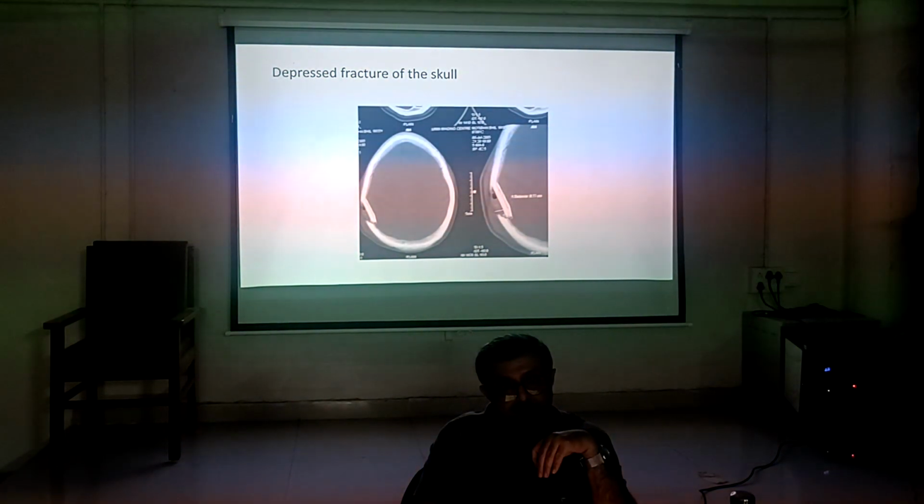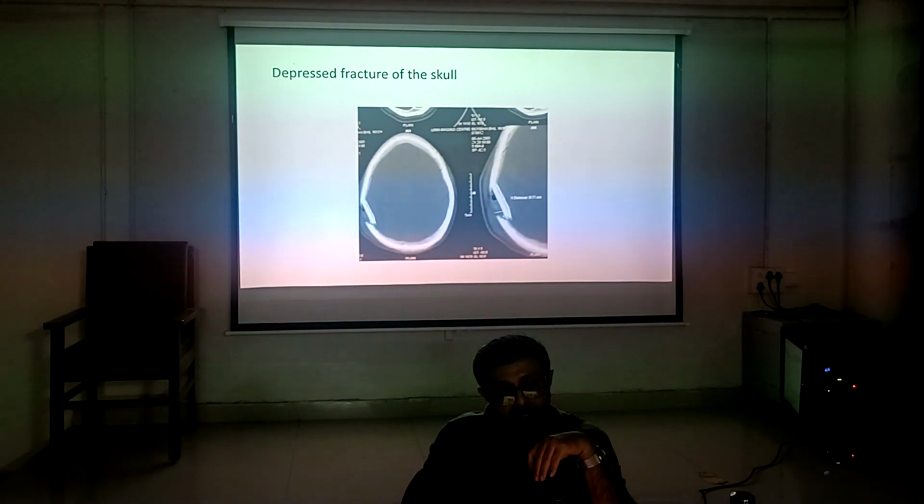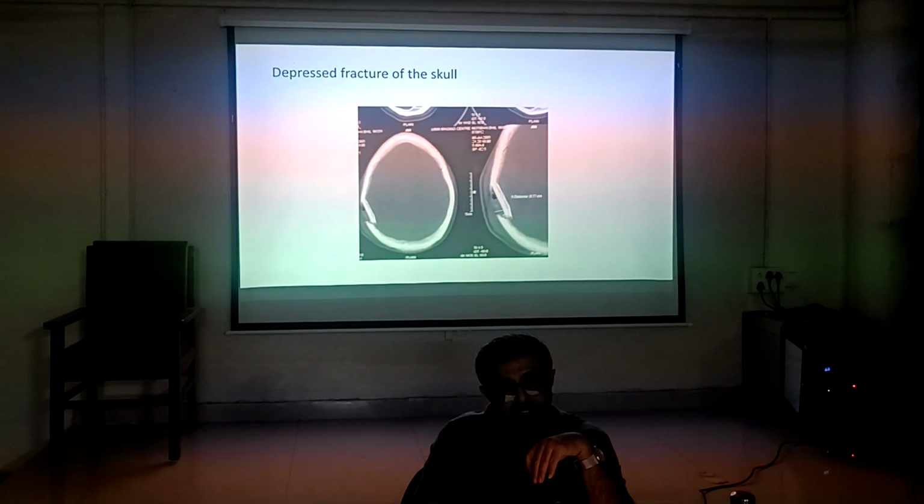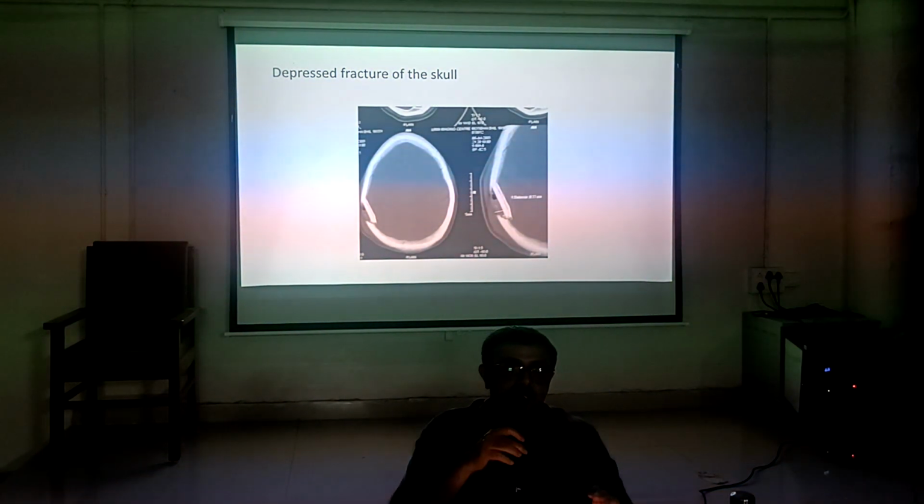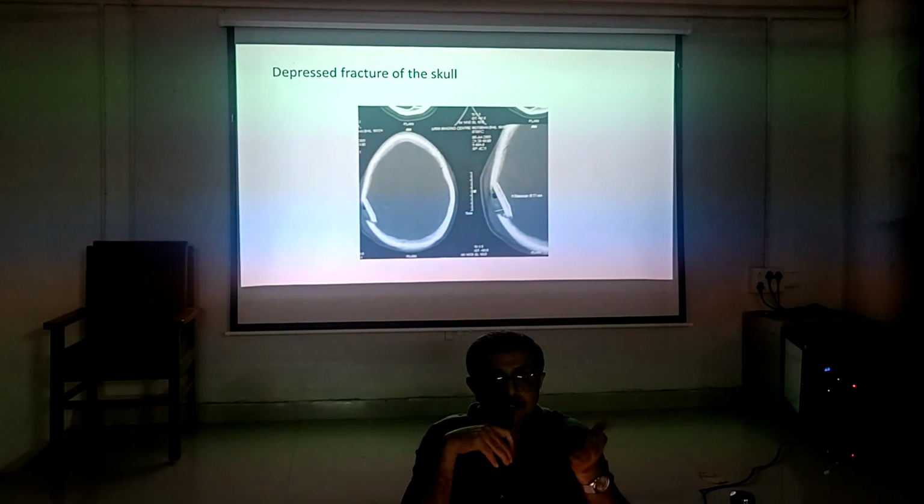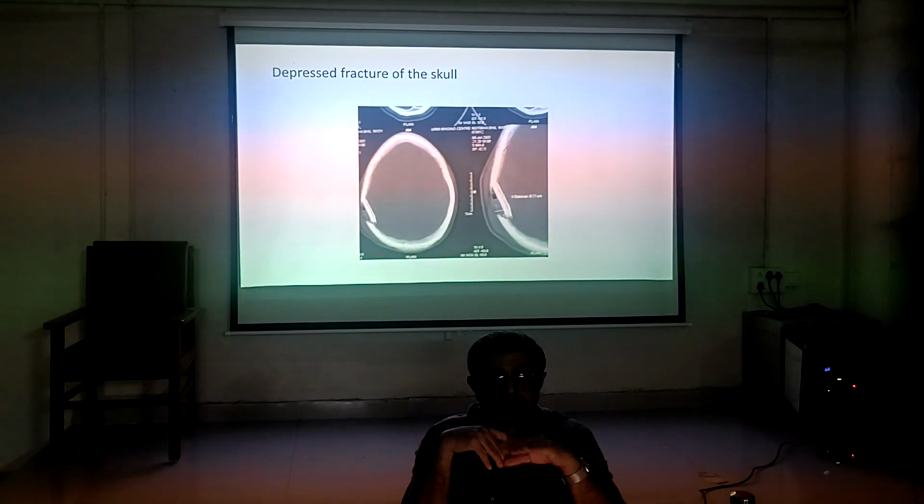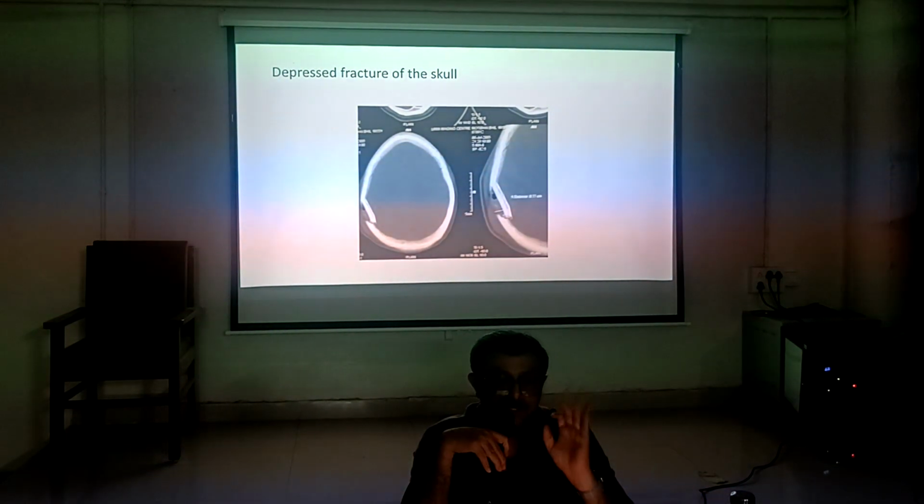Depressed fracture. Displaced, depressed fracture. So the whole table of the skull is displaced. It is more injurious. This is again an emergency. If it is completely displaced, we have to elevate the segment. Otherwise, it causes injury to the brain, especially when the dura is ruptured. If the dura is ruptured, it will injure the brain.